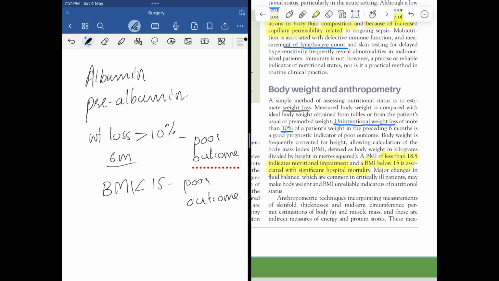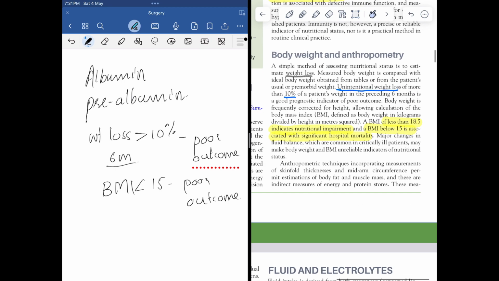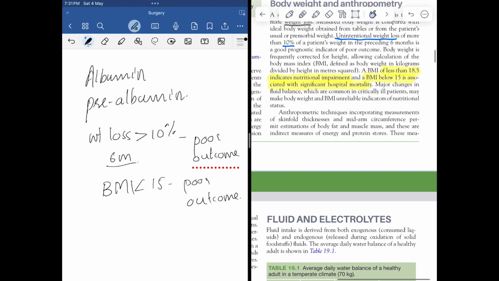Okay. Next we have the anthropometric techniques. We incorporate the skin fold thickness and the mid upper arm circumference. Skin fold thickness is an estimation of the body fat, and mid upper arm circumference will give us an estimate of the muscle mass. So these are the anthropometric techniques.